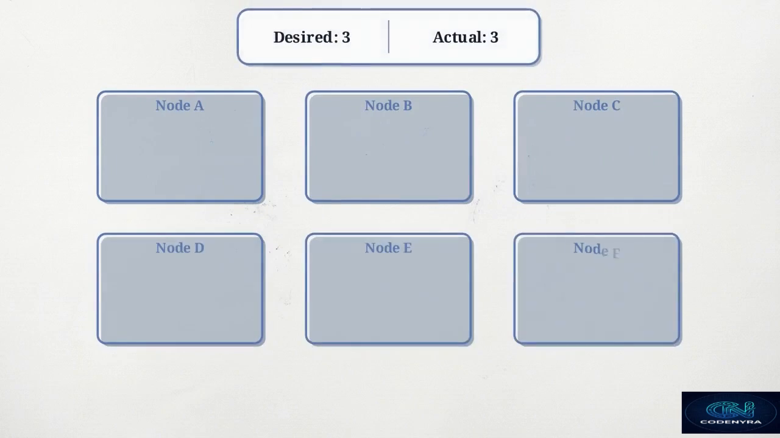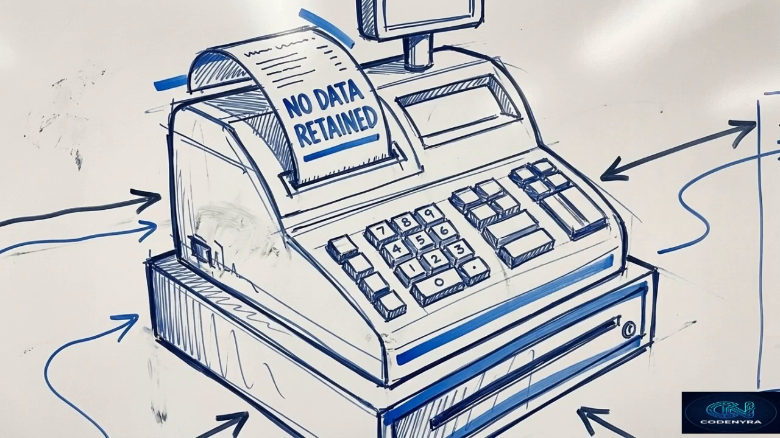These food trucks are perfectly interchangeable. If one of them suddenly crashes or runs out of resources, the city planners simply delete it and instantly spin up a brand new replica on a different block. Because the truck doesn't store any permanent customer records, nothing valuable is lost.